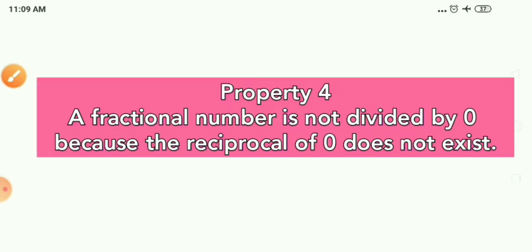Now come to the fourth property, that is, a fractional number is not divided by 0, because the reciprocal of 0 does not exist.